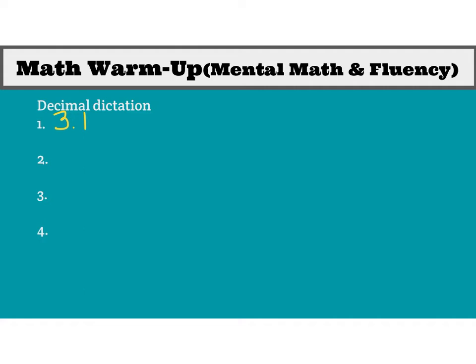Let's do another one. So our second one is going to be 6 and 71/100ths. 6 and 71/100ths. Pause your video. Check it out. How'd you do? 6 and 71/100ths would be written just like that.